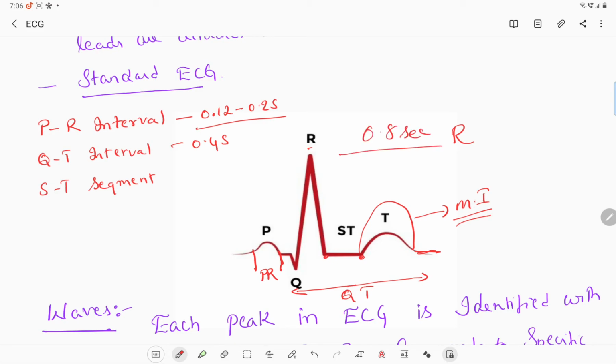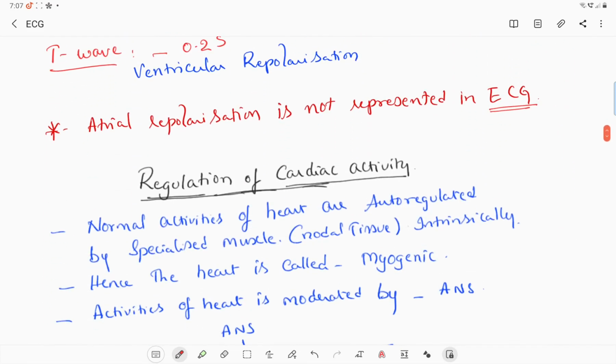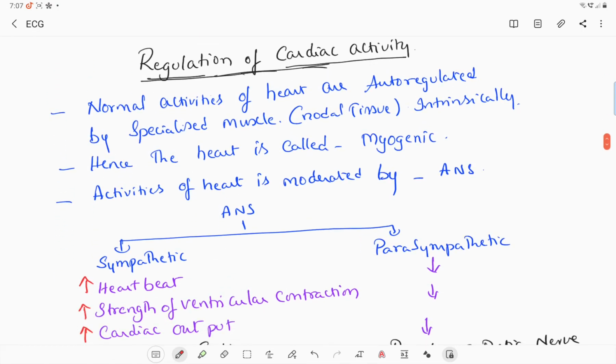So these are some extra points about the intervals and also some important points. Right, let us go for the next one. Regulation of heart, or regulation of cardiac activity. Normal activities of the heart are auto-regulated intrinsically by specialized muscle called nodal tissue. So they are regulated internally.